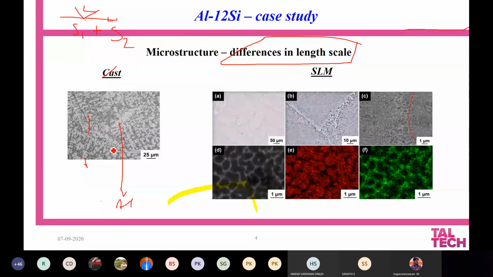And the mixture, if you zoom in here, it is hard to see, but if you zoom in here, you will have a mixture of both bright and dark region, which is aluminum plus silicon. And you can see the scale bar here, which is a 25 micrometer scale bar. But when you process the same sample under additive manufacturing or selective laser melting, at this magnification you don't see any microstructure except the laser hairstyle, or how you have melted.